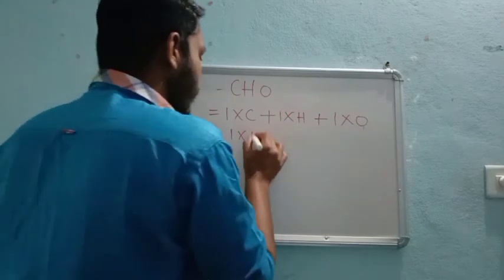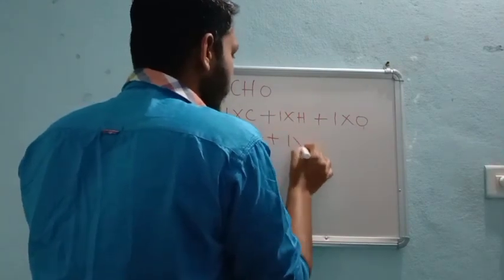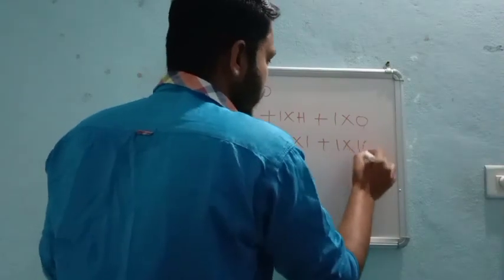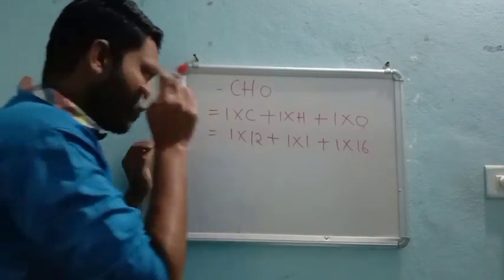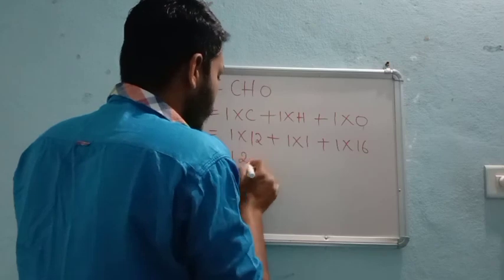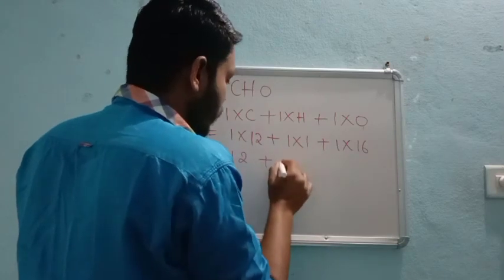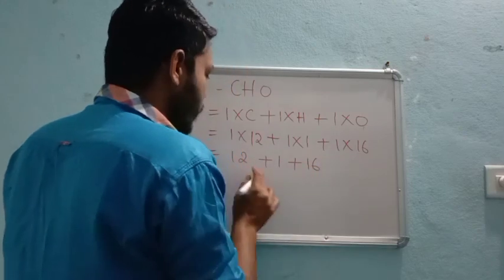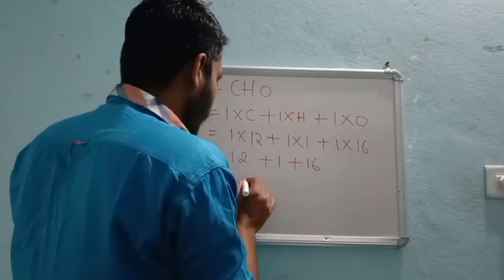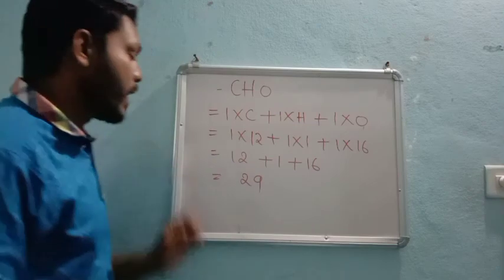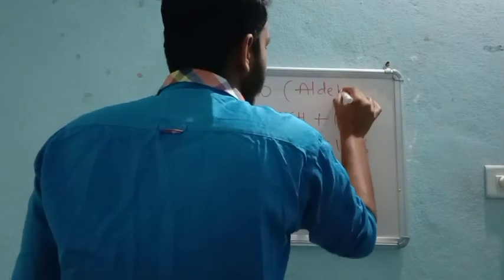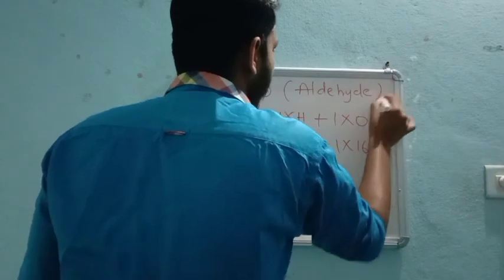So the molecular mass is 12 plus 1 into H, which is nothing but 1, plus 1 into oxygen, which is nothing but 16, right? Already we know. So 12 into 1 is 12, plus 1 into 1 is 1, plus 1 into 16 is 16. So 12 plus 1 is 13, plus 16 is 29, right? So this compound is called an aldehyde. Later we will discuss it in our organic chemistry.